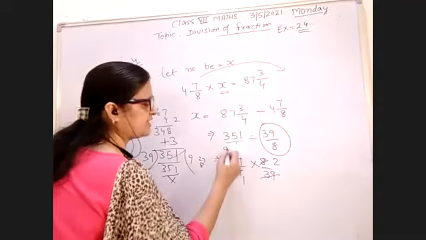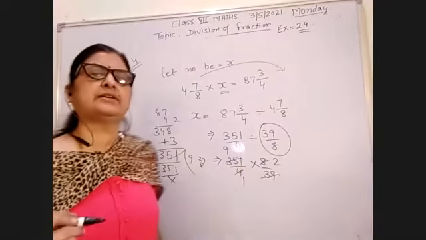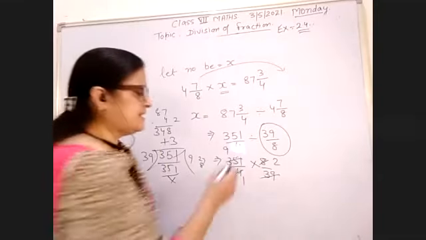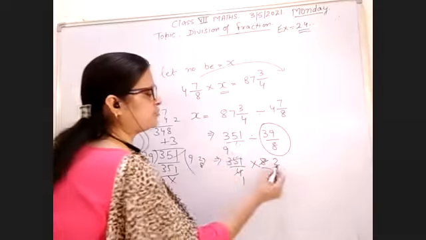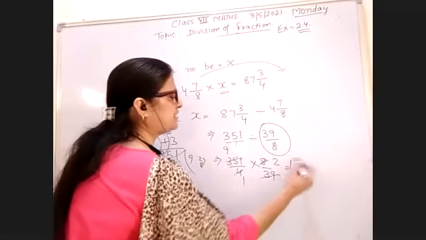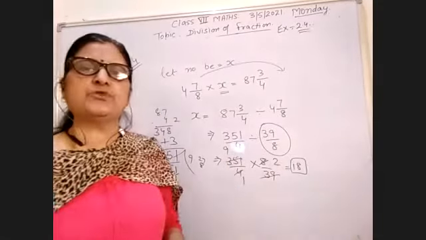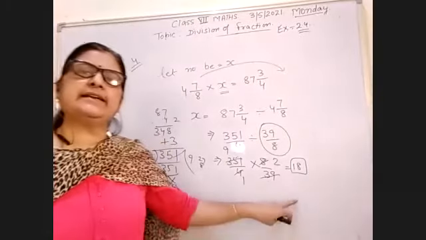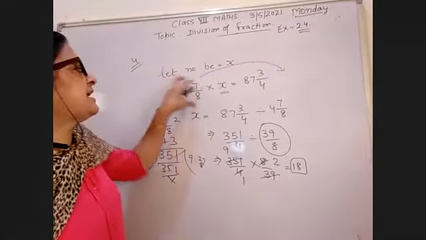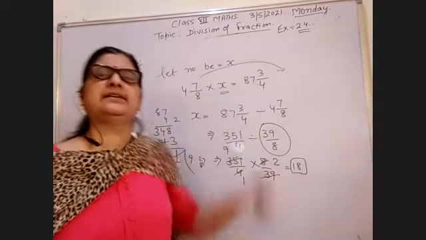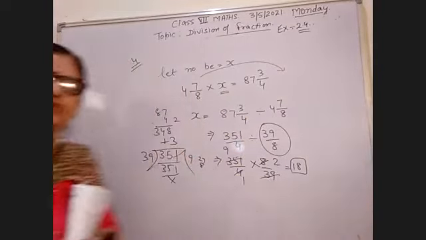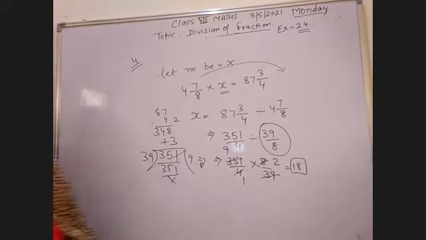ओके, 39 को 9 से मल्टीप्लाई करते हो तो ये 9 39ja 351. So you have to multiply 9 with 2. You will get your answer 18. So your answer is 18. When you multiply 4 7/8 by 18, you will get 87 3/4. Note down this question.